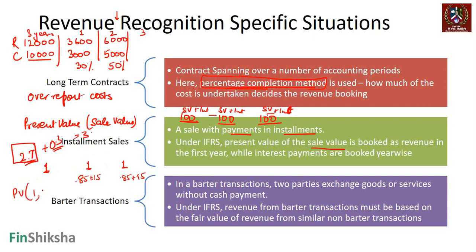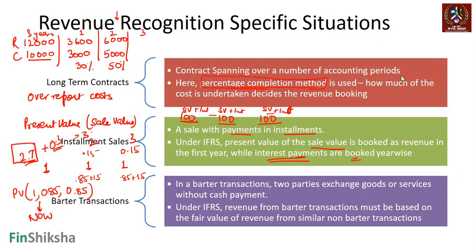Present value of 1, 0.85 and 0.85 is going to be booked now. And the 0.15 and 0.15 is going to be booked in the second year and third year, because that interest is coming there. So interest payments are booked in the year when they are happening. Present value of the sale value is booked now.